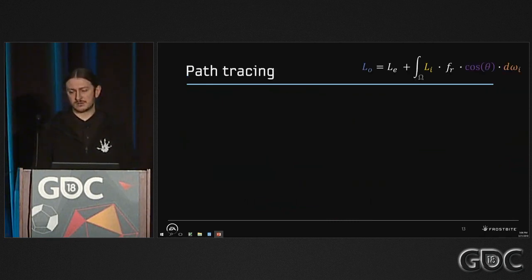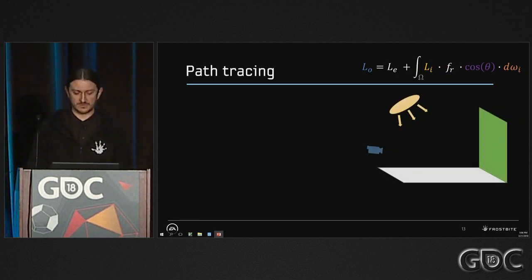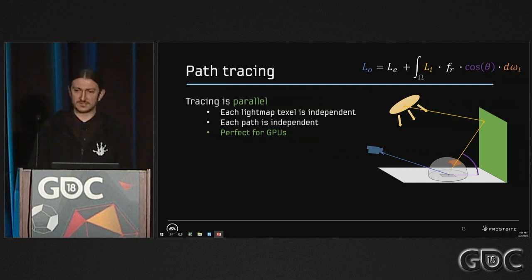So if you step back and think about the problem, what you want to do is evaluate irradiance. If you consider light maps, what you want to do is evaluate irradiance for each texel, and for that you can use path tracing. And using path tracing, you have to integrate irradiance over the hemisphere. And that is, if you think about it, a massively parallel problem. Each light map texel is independent. Each path for each texel is independent. So that sounds like a perfect fit for GPUs, of course.